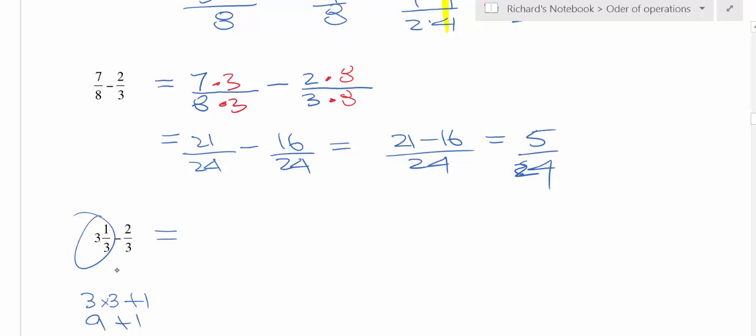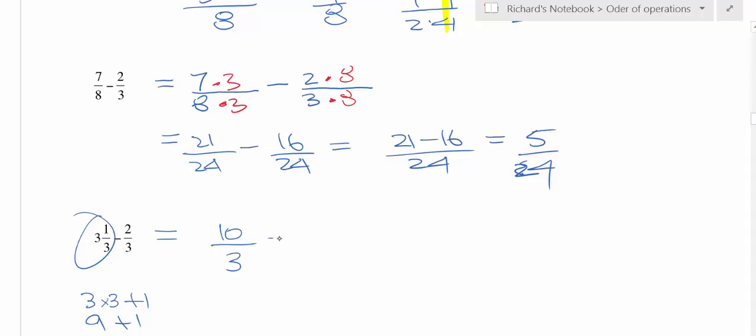So 3 1/3, I end up with a 10 for a numerator, and each whole was divided into 3, so it's over 3. There's 10/3. So once again, I took the denominator of the mixed number, multiplied it by the whole number portion of the mixed number, so 3 times 3, and added the numerator. That allows me to write the mixed number 3 1/3 as the improper fraction 10/3.